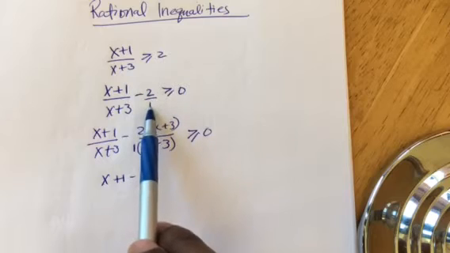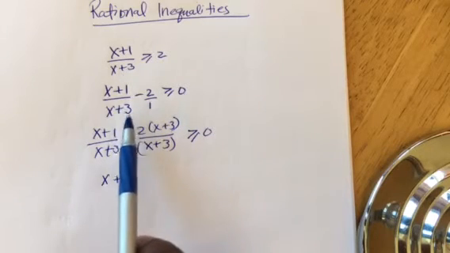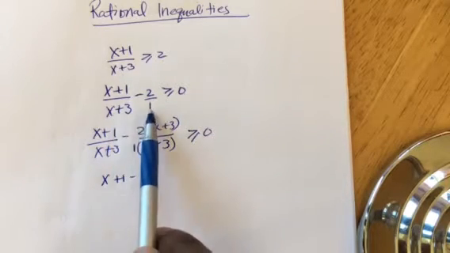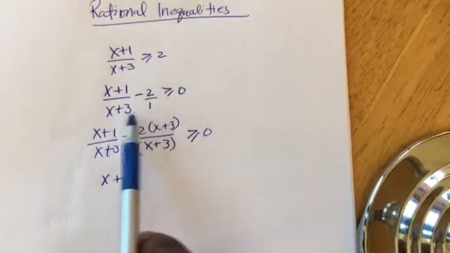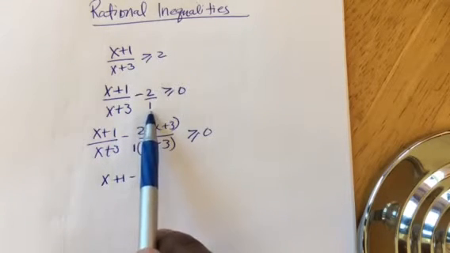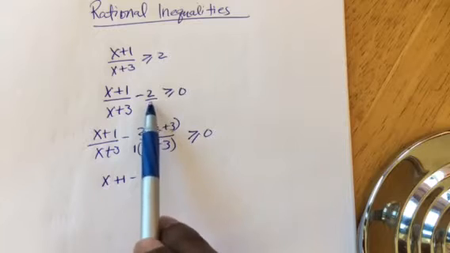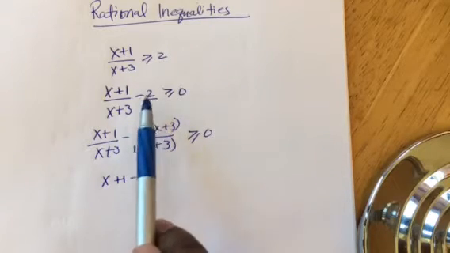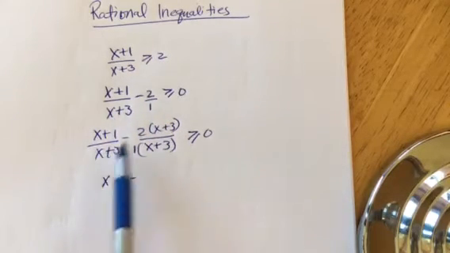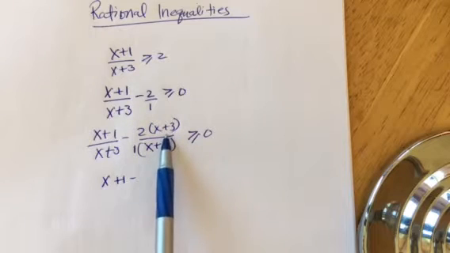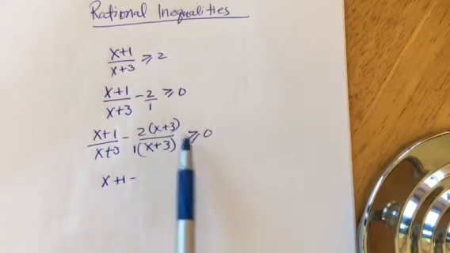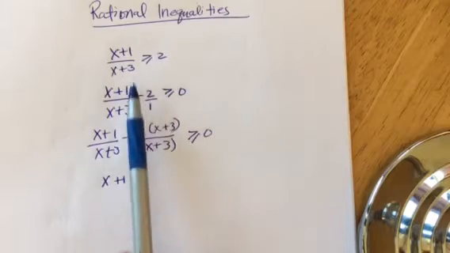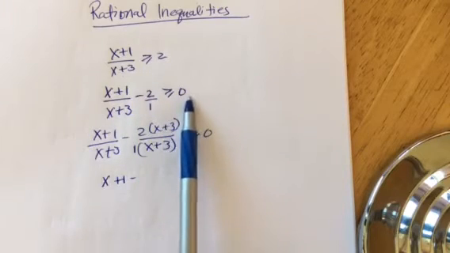So that negative 2 is the same as negative 2 over 1, so now we need a common denominator, x plus 3 and 1. The common denominator of x plus 3 and 1 will just be x plus 3. So we will multiply x plus 3 on top and bottom. We copy the first part, and the second part we multiply by x plus 3 on top and bottom, greater than or equal to 0. When you move the 2 to the left, what's left on the right side is just 0.